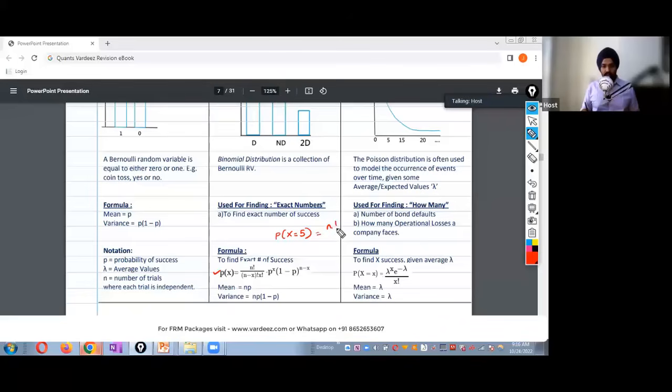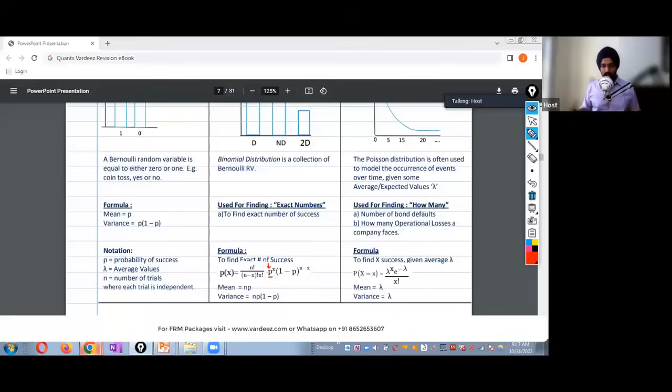The probability to find the exact number of successes is equal to n factorial over (n minus x) factorial multiplied by x factorial. If you roll a dice and you want x equal to 5, exactly landing on 5, you need to know in how many ways you can do that. N is the number of trials: are you doing it 5 times, 4 times, 3 times? You need to define your n. Then n minus x, where x is what you want, which is 5, multiplied by x factorial, the 5 factorial. Then multiplied by p to the power x, where p is the probability of success, times 1 minus p to the power n minus x.